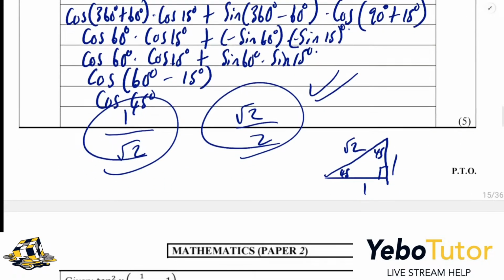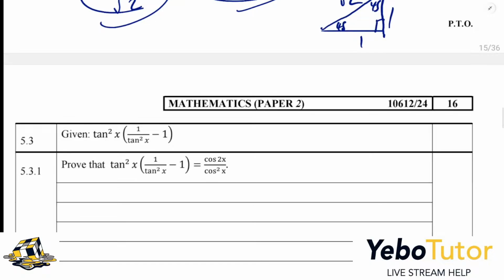All right, 5.3, we're given tan squared of x times 1 over tan squared of x minus 1. Okay, interesting. Prove that tan squared of x multiplied by that is equal to that. Oh, okay, how do we prove that, guys?